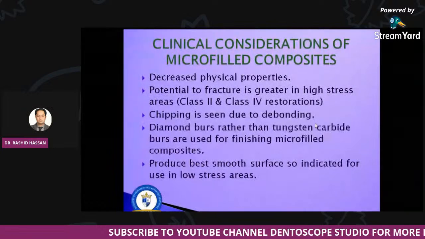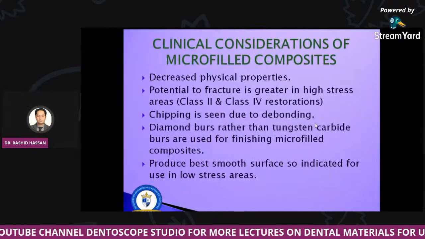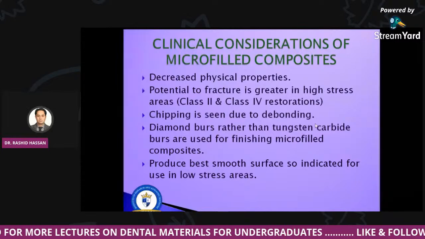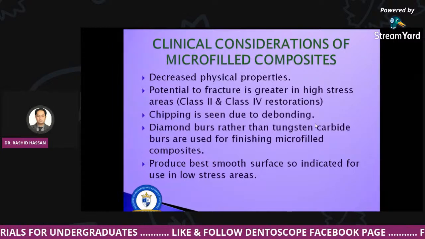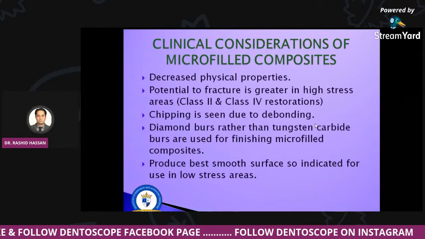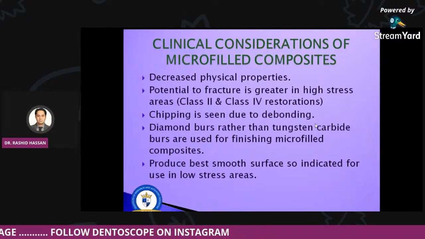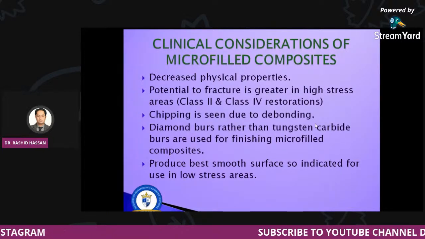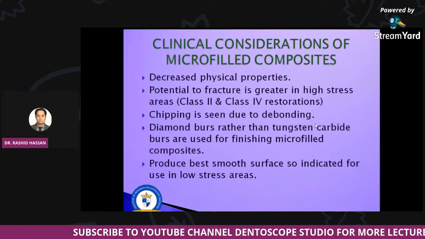Okay, what are the clinical implications of the microfill composite? Well, a few things were increased, but because of this, a few things were compromised as well. What are the physical properties? Well, SPF, small particle filler, has the best physical properties among all the composites. Potentially greater in high stress areas. That's why microfill is not used in the high stress areas, in the molar areas, because it has fewer fillers.